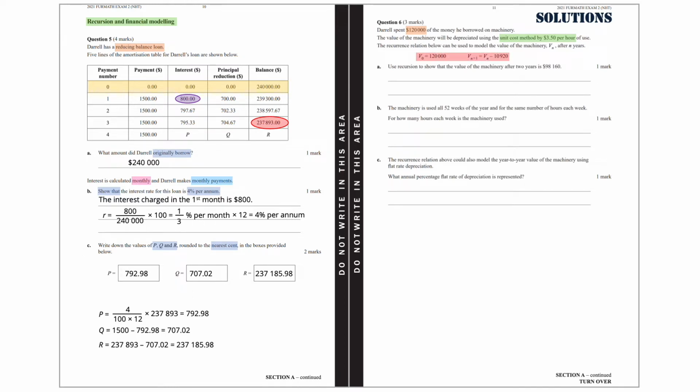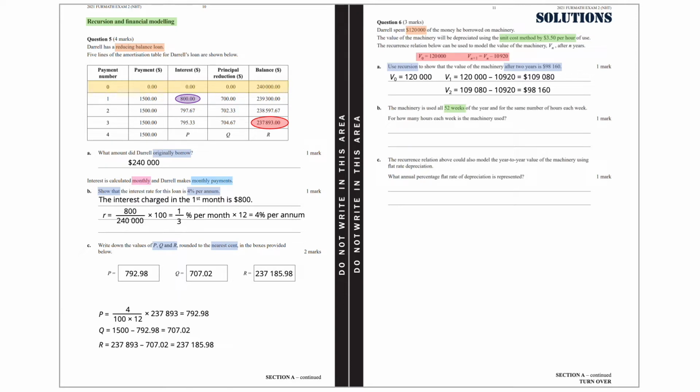Part A. Use recursion to show that the value of the machinery after 2 years is $98,160. So we start from V0 equals 120,000, V1 equals V0 minus 10,920 equals 109,080, and V2 equals V1 minus 10,920, which is equal to 98,160 as required.